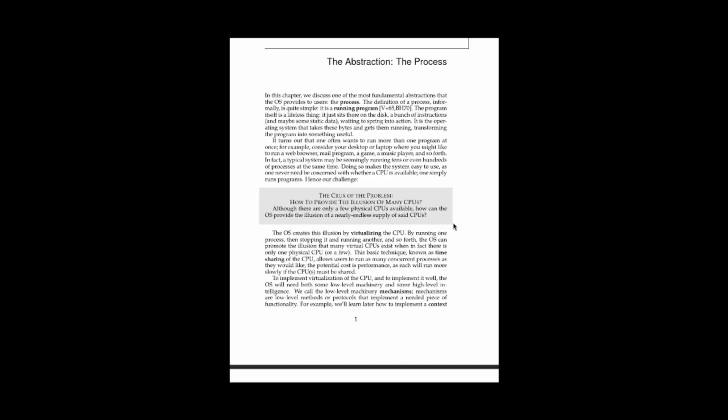Although there are only a few physical CPUs available, how can the OS provide the illusion of a nearly endless supply of said CPUs? The OS creates this illusion by virtualizing the CPU, by running one process and stopping it and running another, and so forth. The OS can promote the illusion that many virtual CPUs exist when in fact there is only one physical CPU, or a few. This basic technique, known as time sharing of the CPU, allows users to run as many concurrent processes as they would like. The potential cost is performance, as each will run more slowly if the CPUs must be shared.